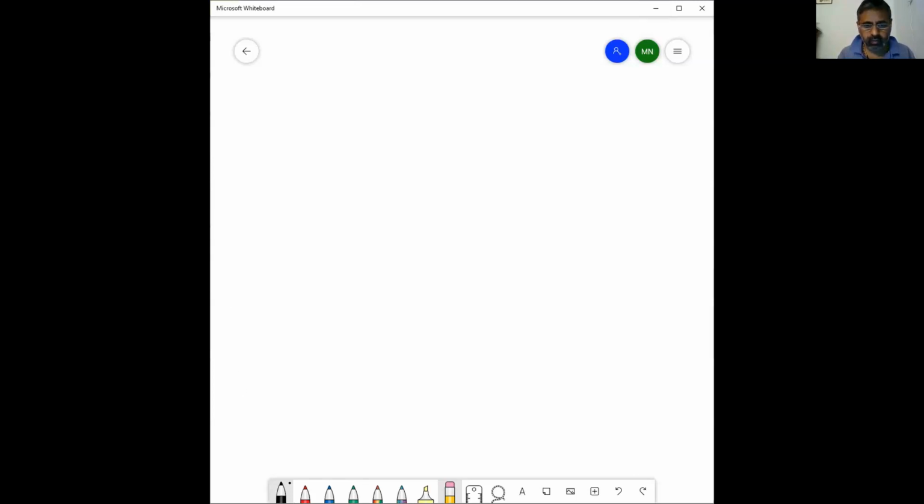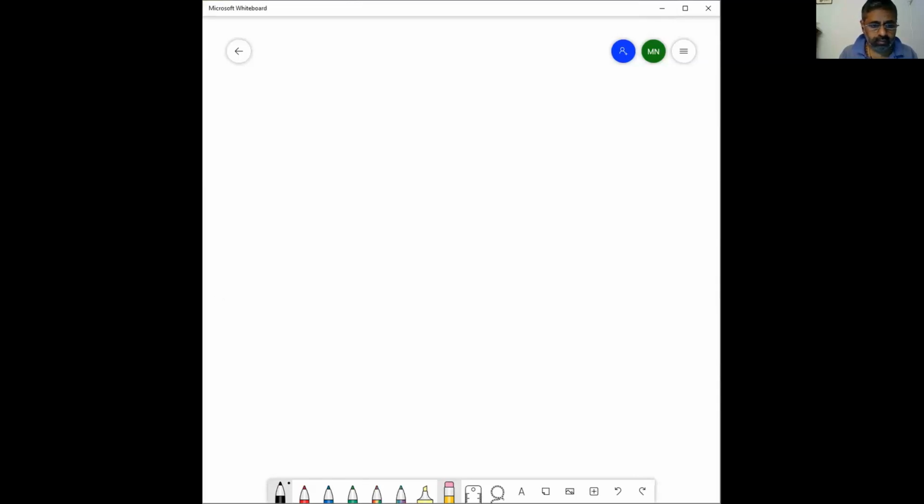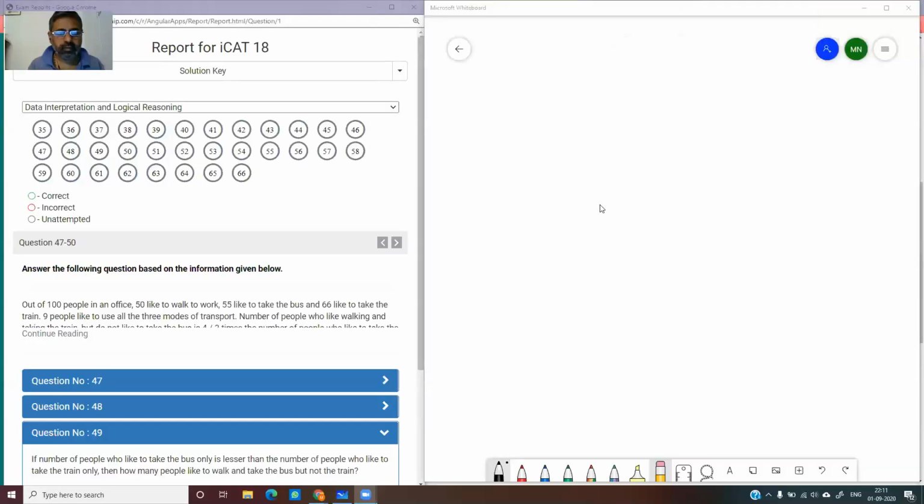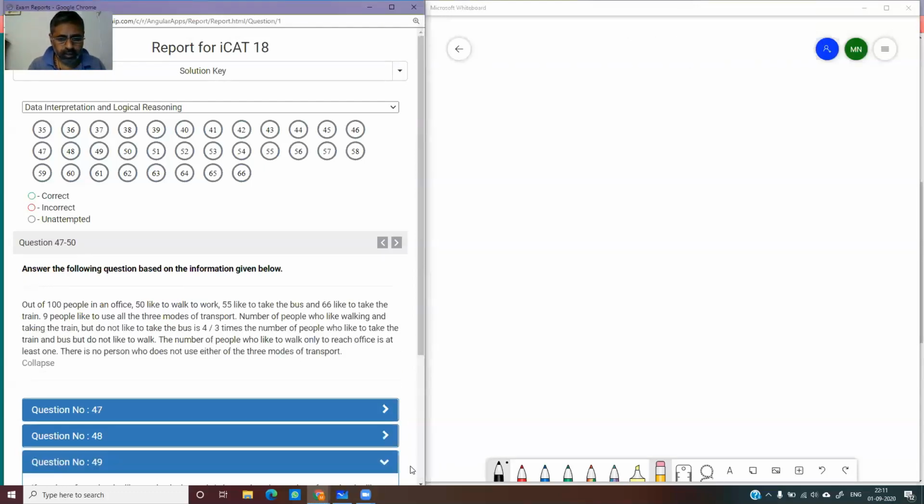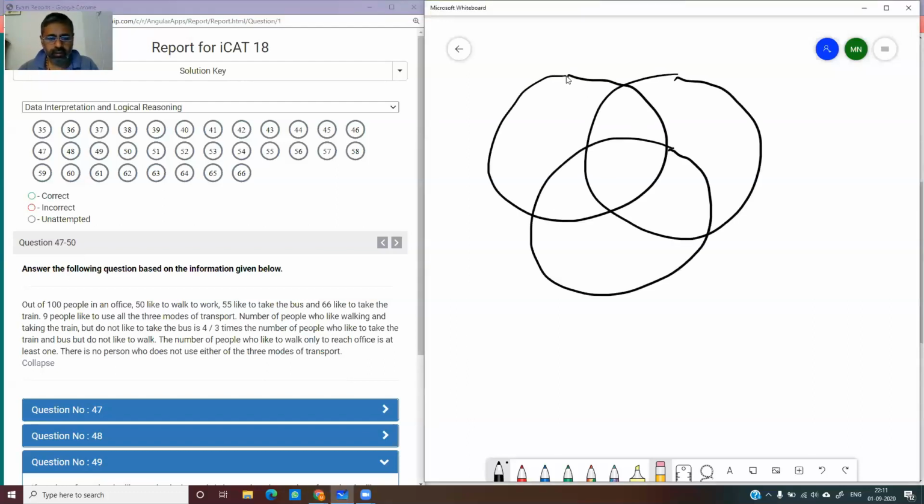Okay, so if you remember, this was a 3 Venn diagram question. This is the one which we did. So here, out of 100 people in an office, 50 like to walk, 55 like to take the bus, and 66 like to take the train.